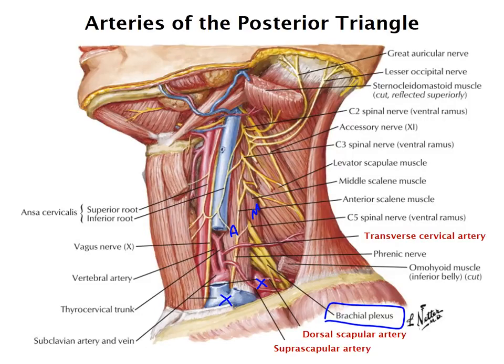The arteries that course through the posterior triangle of the neck arise from the subclavian artery via the thyrocervical trunk. To access the arteries, you'll need to reflect the sternocleidomastoid muscle superiorly after shaving it from its sternal and clavicular attachments. Here's the thyrocervical trunk, and coming from the thyrocervical trunk is the transverse cervical artery.